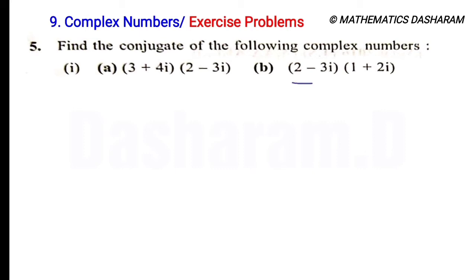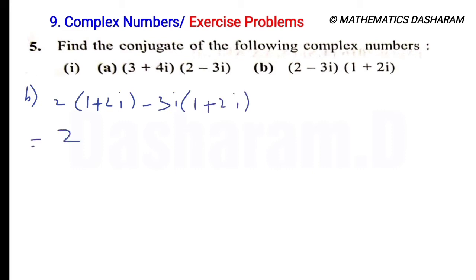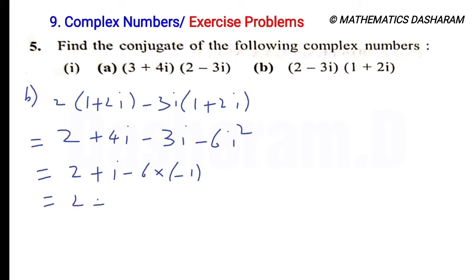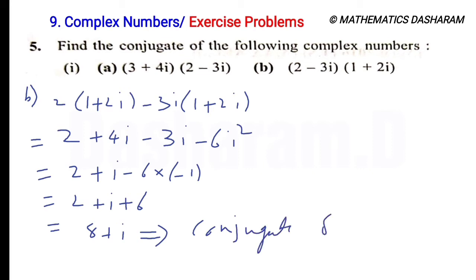Similarly, B question: 2 minus 3i into 1 plus 2i. So here, 2 into 1 plus 2i minus 3i into 1 plus 2i. 2 into 1 is 2, plus 2 into 2i is 4i, minus 3i into 1 is minus 3i, and minus 3i into 2i is minus 6 into i square. So 2 plus 4i minus 3i is i, minus 6 into i square is plus 6. So 2 plus 6 is 8 plus i. Then its conjugate will become 8 minus i.